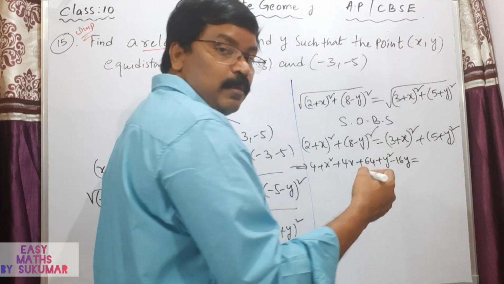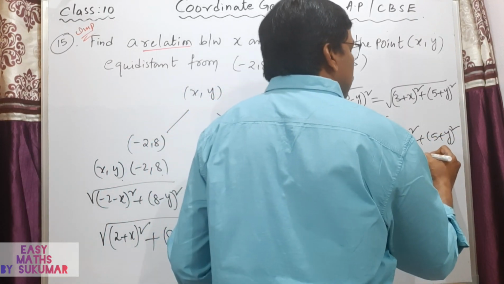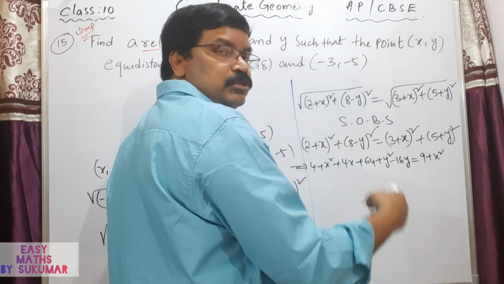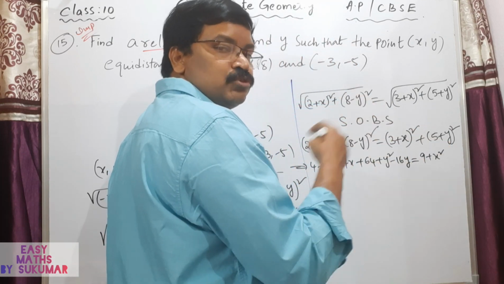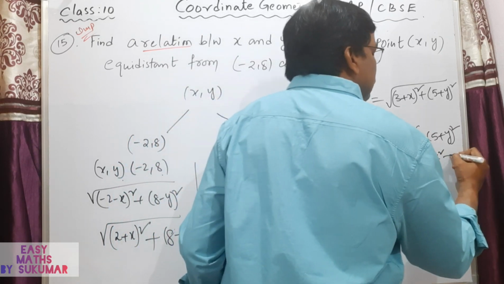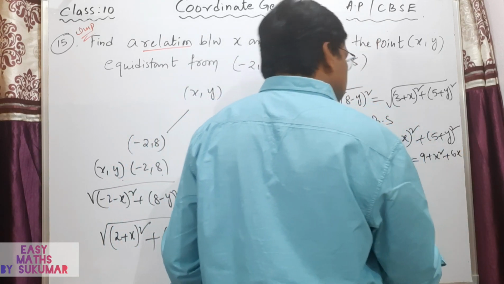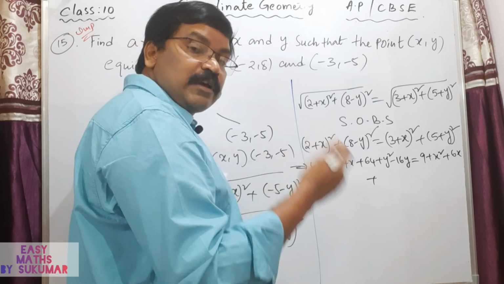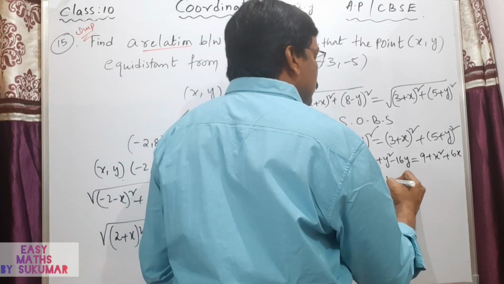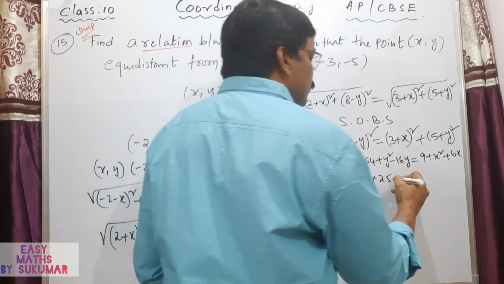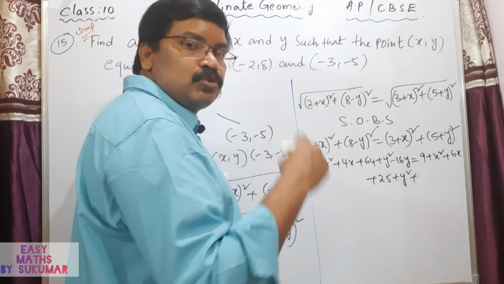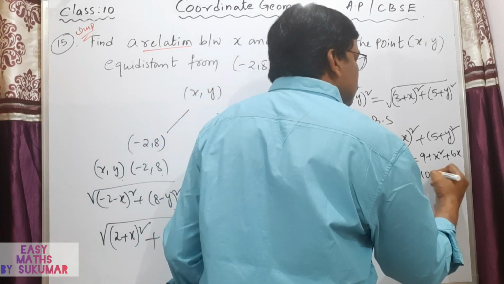See, it is in the form of (a plus b) whole square. That means 3 square is 9, plus x square, plus 2ab, that means 2 into 3 into x. 2 3s are 6, 6 into x, 6x. Plus, you again expand (5 plus y) whole square. That means 5 square is 25, plus y square, plus 2ab, that means 2 into 5 into y. That means 2 5s are 10y.